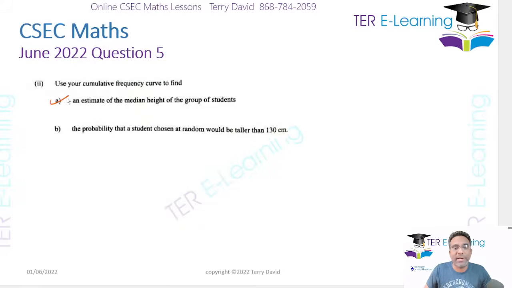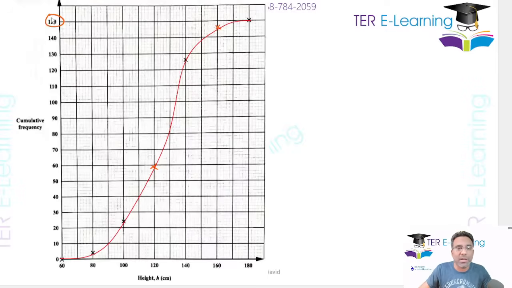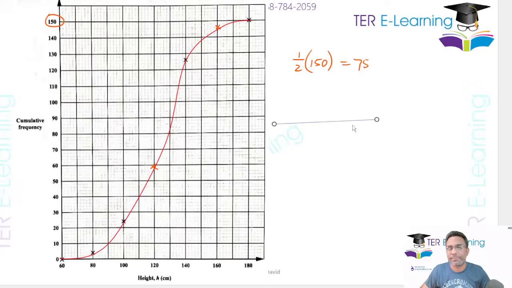The next thing, they want an estimate for the median height of the students. So you have a total of 150 students. So remember last night I said you first need to find half of your total number. So that's going to give you 75. So you're going to go to the graph and you need to read off where is 75. So let's draw some construction lines here. So you need two sets of lines. So you're reading off at 75.